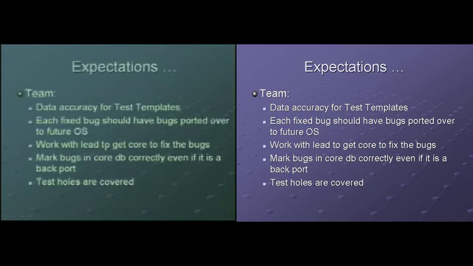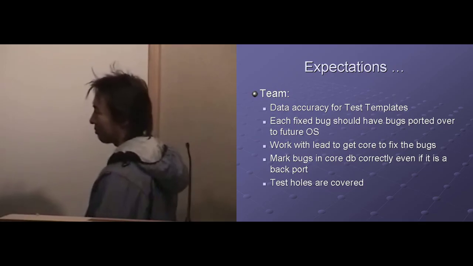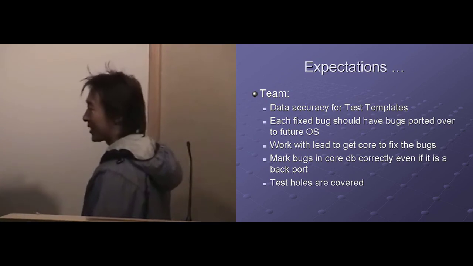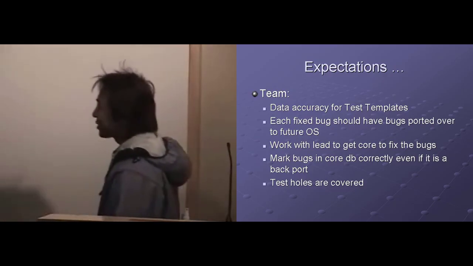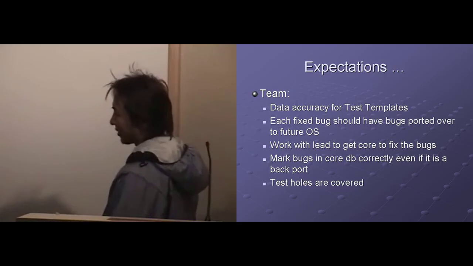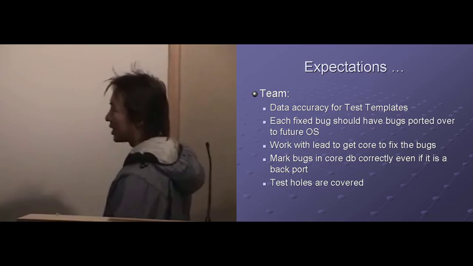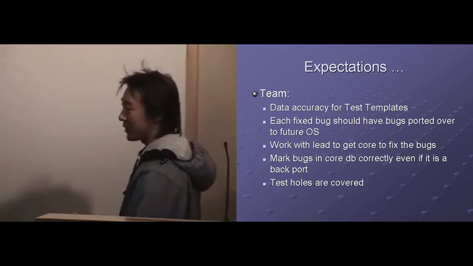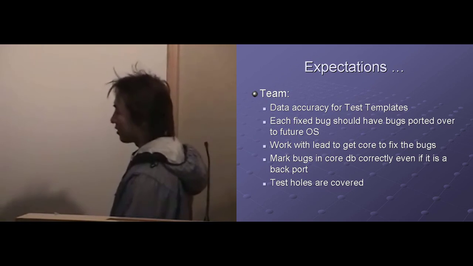We want testers to ensure data accuracy for tests. So make sure all the data entered in test template is not bogus. We try to monitor, but there are so many bugs, so we can't monitor each one of those. So make sure it's filled in correctly. And we also need to make sure that each bug fix gets ported to future OS. So you should probably talk to the lead of that component in WinSE and have them make sure that the future OS bug doesn't exist. And also work with the lead to get the core to fix the bug.